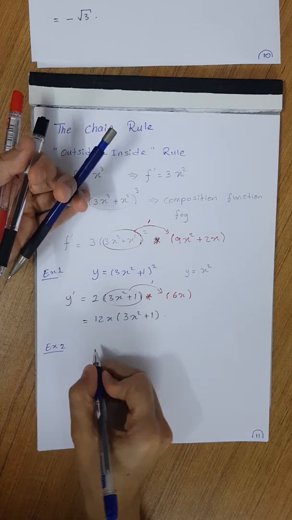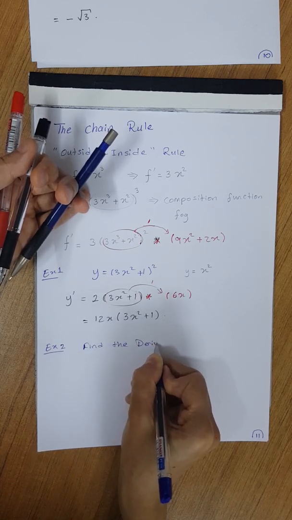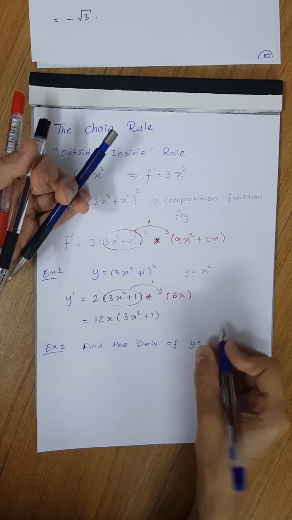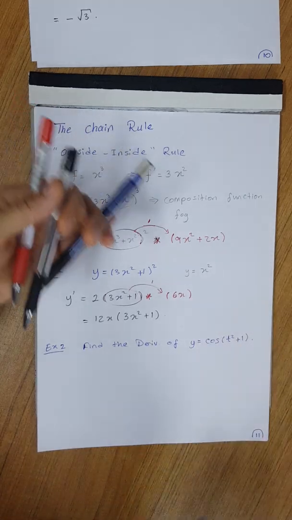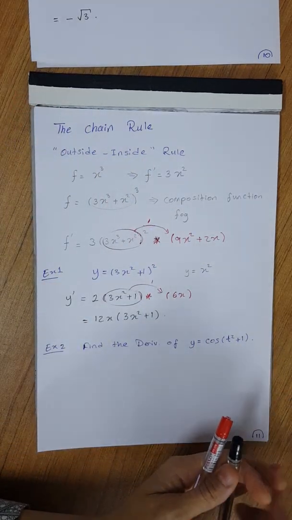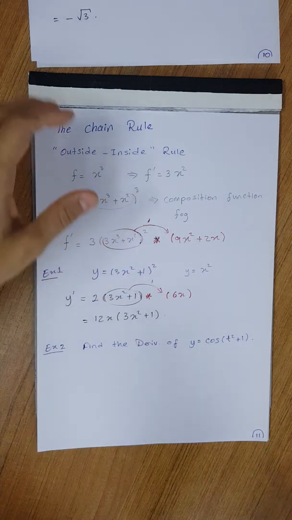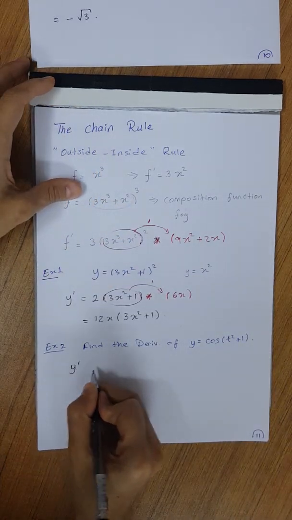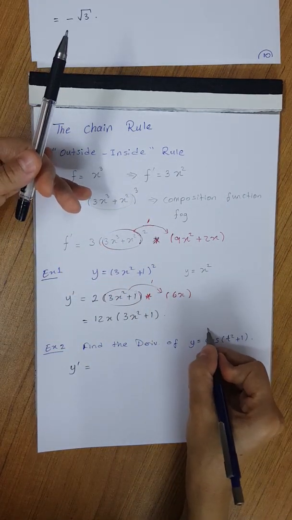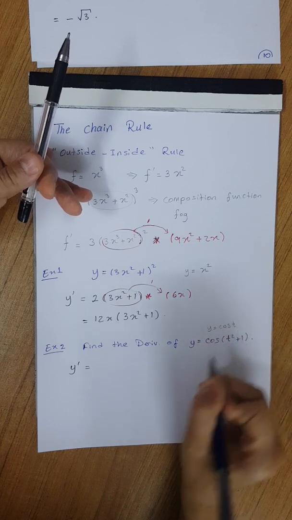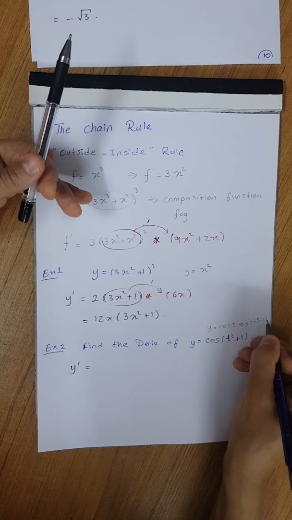Example 2. Again, it says what? Find the derivative of y that's equal to cosine of t squared plus 1. The function that is given to us is cosine of t squared plus 1. How do you find the derivative of this one? Let's write y prime is equal to, if I have got y is equal to cosine of t, what is the derivative of this one? Y prime is equal to minus sine of t.